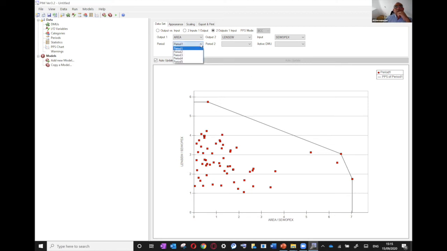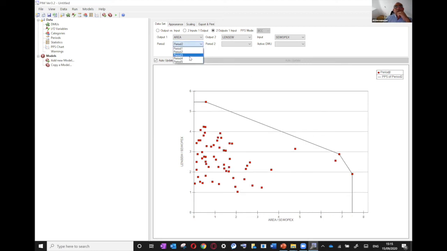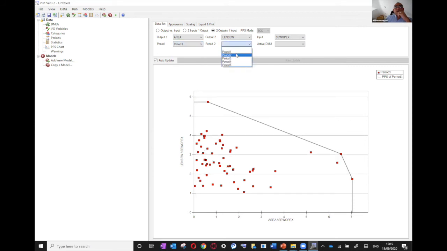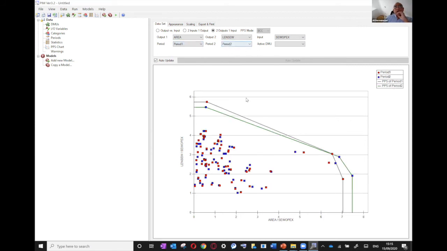So this is for period 1. You can change it to each period. But also you can see 2 periods at the same time. And if you specifically focus on one specific unit, say for example H1, and you choose H1, then you will be able to see how the H1 can be projected to the front here on each period.